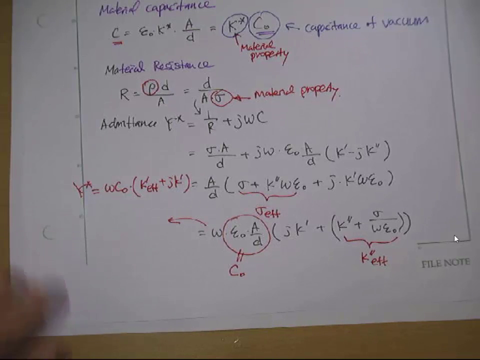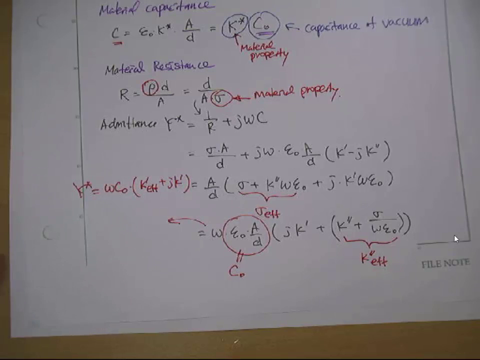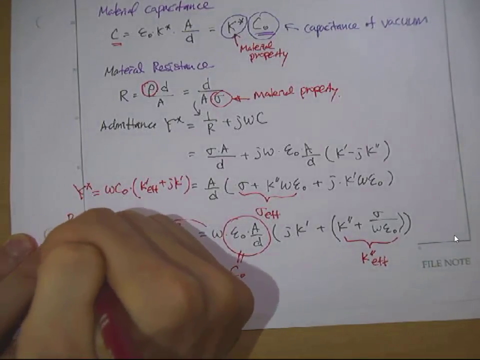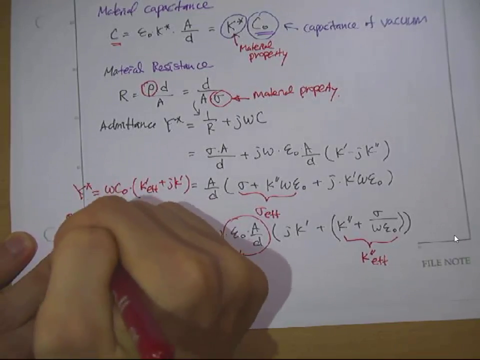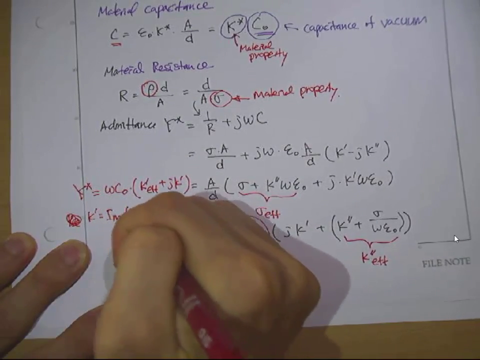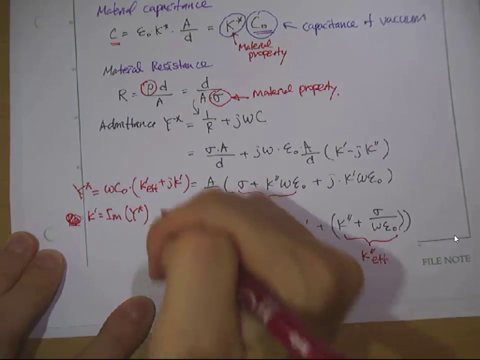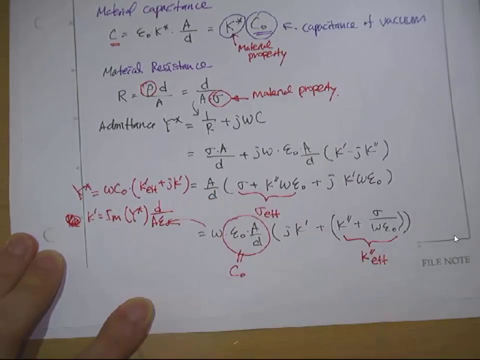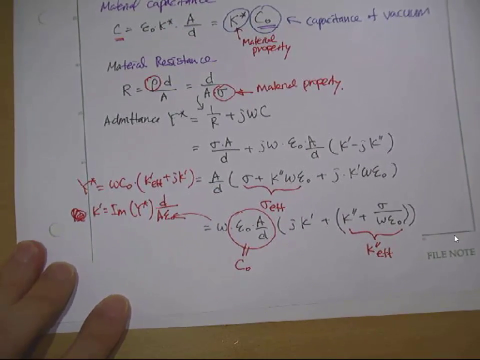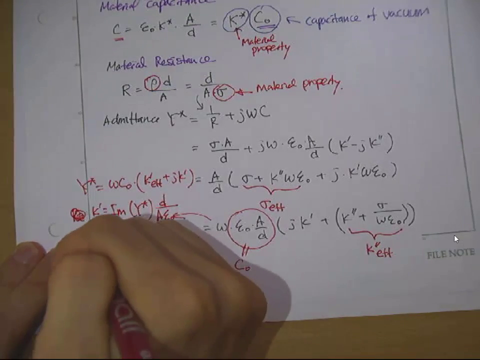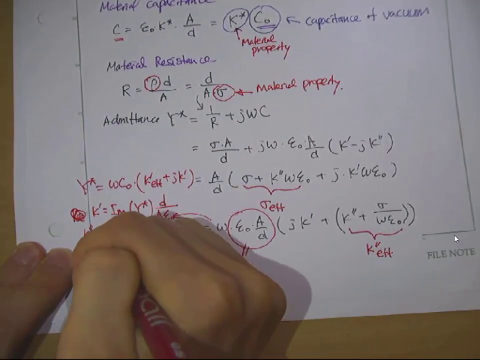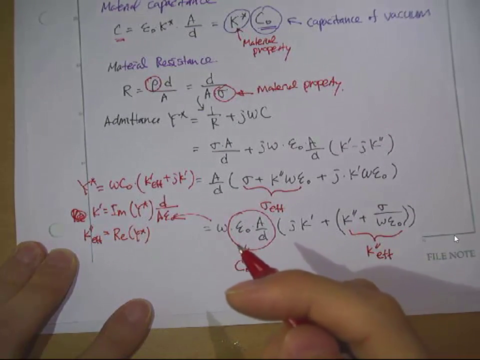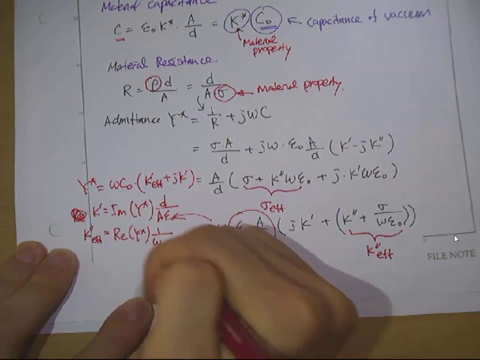So if we want to extract the kappa prime, which is the material property, the dielectric constant, or we say the relative permittivity, then we can calculate the imaginary part of admittance Y star and multiply the D divided by the A and epsilon naught. And what about the effective imaginary permittivity? It's a real value, real component of the complex admittance times 1 over omega C naught.